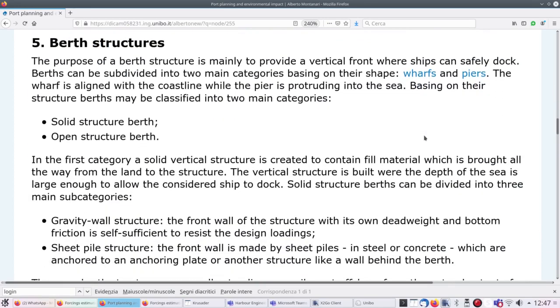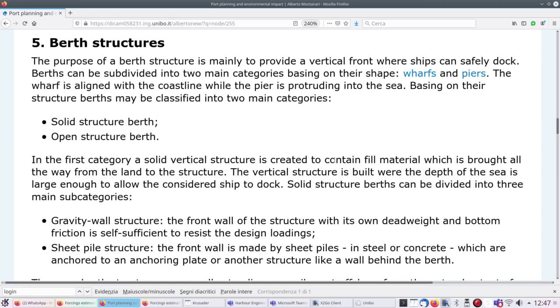Okay, now berth structures. It is extremely important that you get an idea of what kind of berth structure you may adopt. The purpose of the berth is to provide a vertical front where ships can safely dock. And keep in mind that usually we have two types of berths. We have the wharfs, when the berth is aligned with the coastline, and we call them piers, when the berth is perpendicular to the coastline.